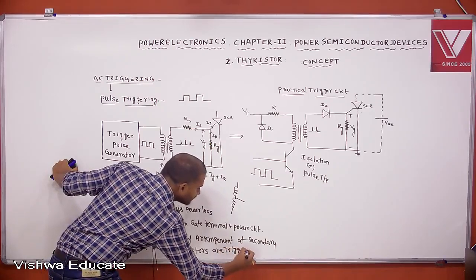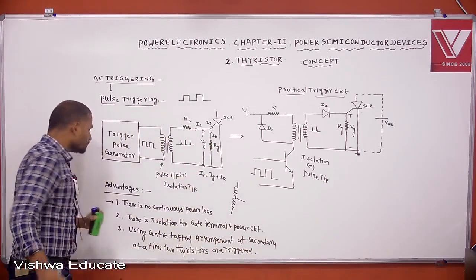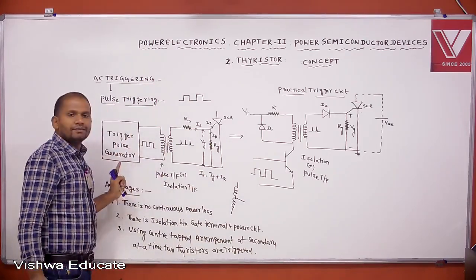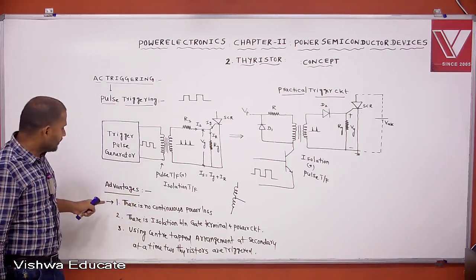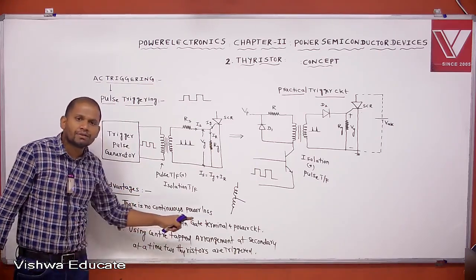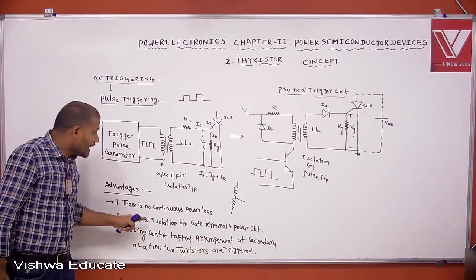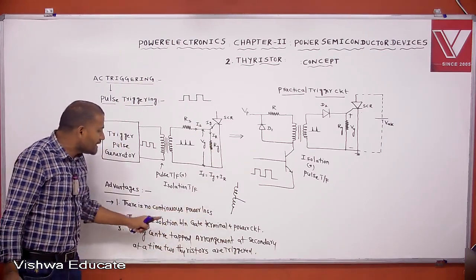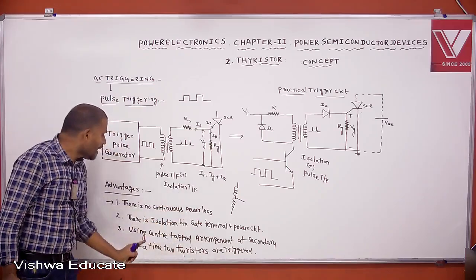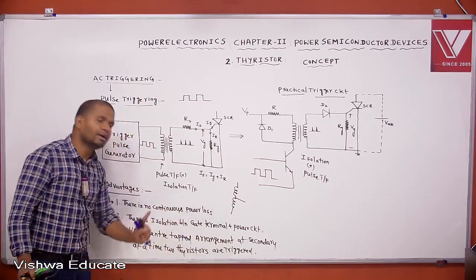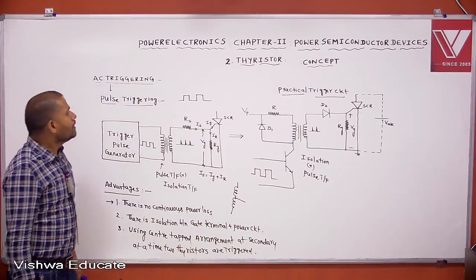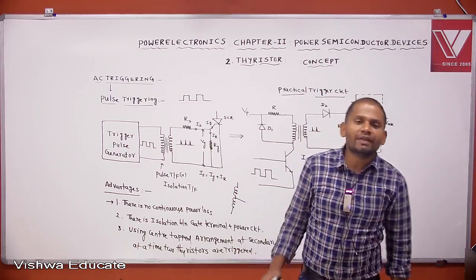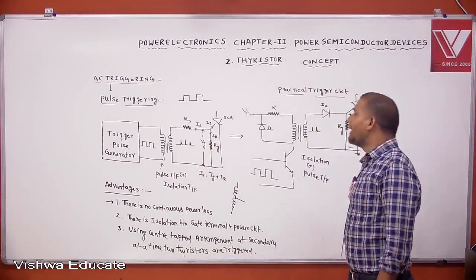Clear? Note down this. This is the advantage of pulse triggering, that is AC triggering. There is no continuous power loss. There is isolation between gate terminal and power circuit. Using center tapped arrangement at secondary, at a time, 2 thyristors are triggered. That's the reason why we are implementing the AC triggering. In that AC triggering, that one is pulse triggering.